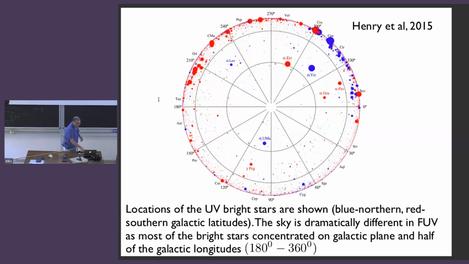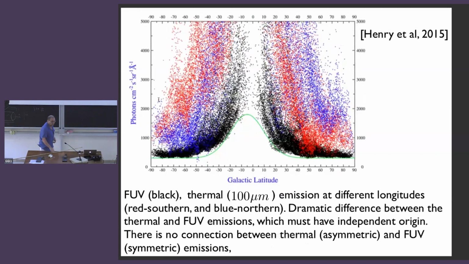So what's actually happening for thermal, which is related to the dust, is that it does follow conventional star localization. But what they observe for far UV is not something which follows the stars. It's very, very symmetric. It is dramatically different from conventional star localization.